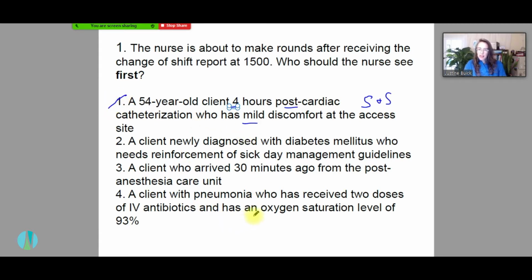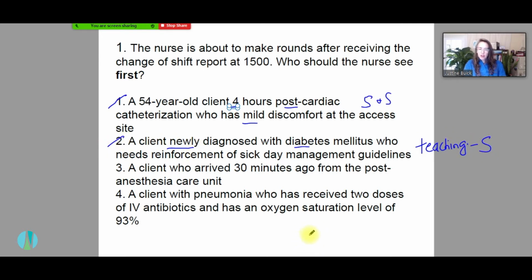So I would probably just eliminate that answer. Number 2 is a client newly diagnosed. I see the word newly, so that's another time frame, and it's telling you that they just have been diagnosed with diabetes mellitus, so there's the condition, who needs reinforcement of sick day management guidelines. That just tells me that they need some teaching, and typically with teaching, they're almost always going to be extremely stable, so I can probably just eliminate that answer too.